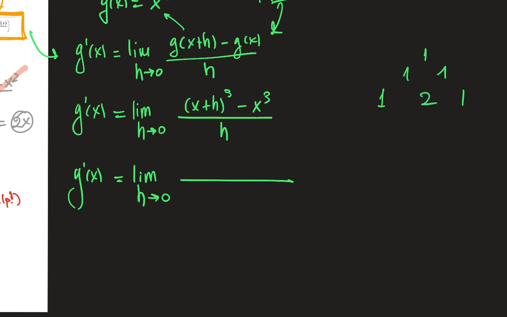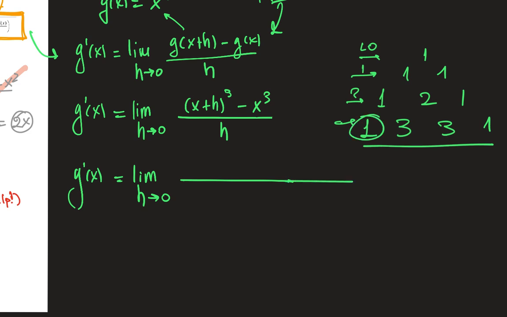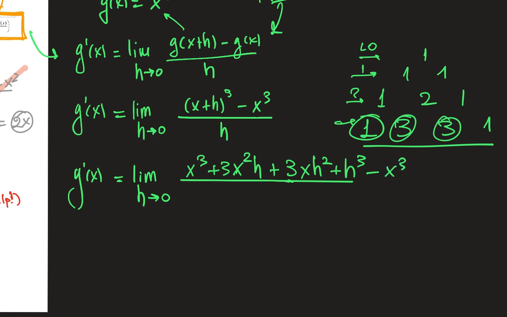Pascal's triangle. So this is level 0, this is level 1, this is level 2. You want level 3 because it's to the power of 3. So it's going to be 1, 3, 3, 1, and these are the coefficients. So all I know now is I'm going to have 1 times x to the power of 3. So I'm going to have x to the power of 3 plus 3x squared h plus 3, again from Pascal's triangle, x h squared plus h to the power of 3 minus x to the power of 3. Here we go, over h.